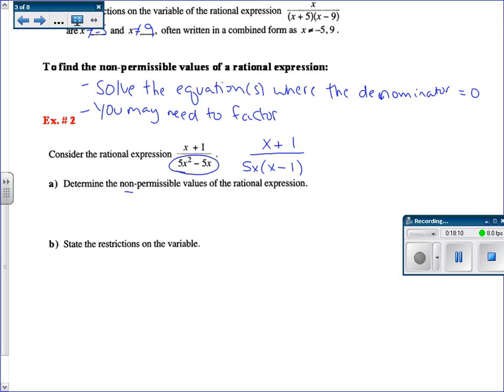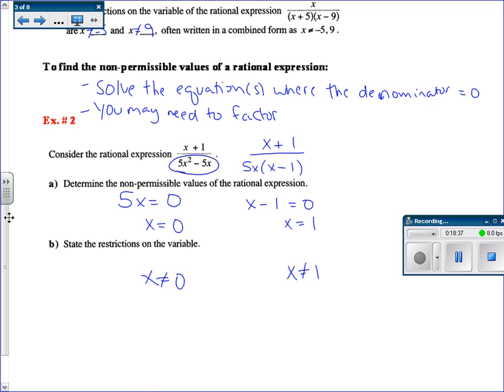So we want to solve the equation 5x equals 0, which means x equals 0. So x cannot equal 0. And then x minus 1 equals 0, x equals 1, so that means x cannot equal 1. Those are the restrictions. Non-permissible values are actually the values. The restrictions are when you say which values x cannot equal. It's just the same thing, but you're doing it using a not equals.